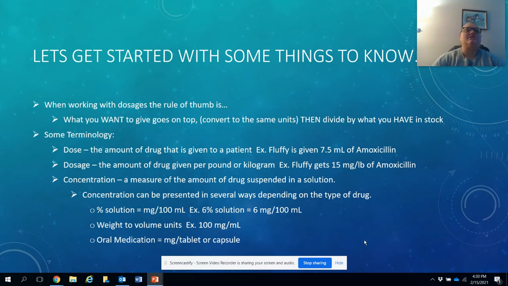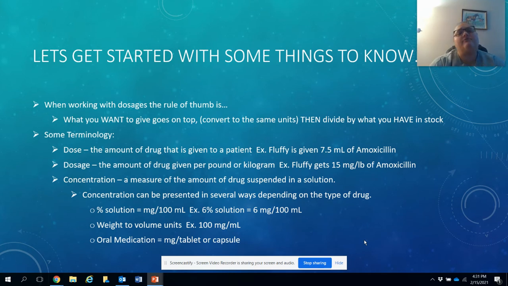All right. So let's get started with some things to know. When working with dosages, the rule of thumb is what you want to give goes on top. Then you convert it to the same units, like milligrams to milligrams or grams to grams or mLs to mLs. And then you divide by what you have in stock. So what you want goes on top. What you have in stock goes on the bottom, and you divide it out.